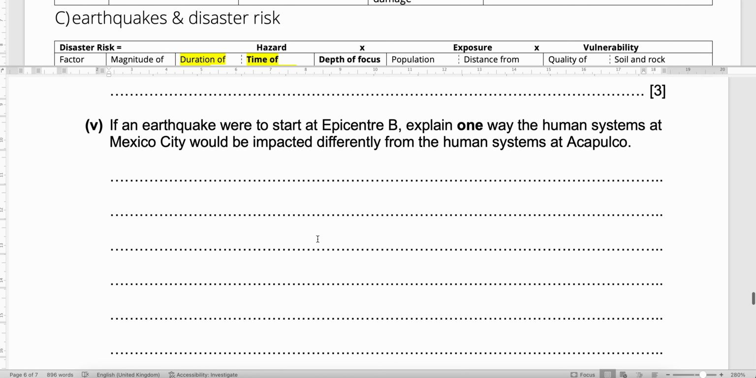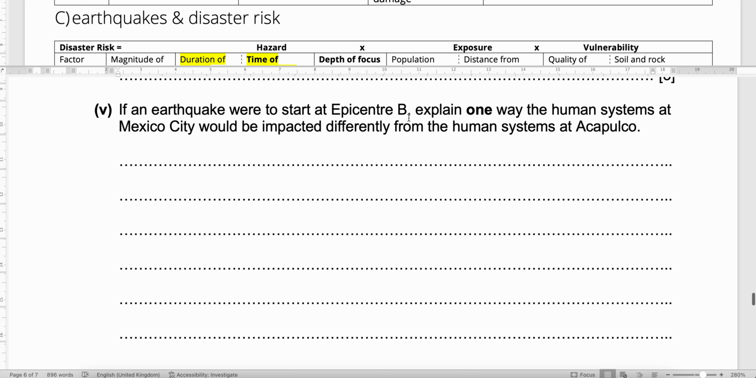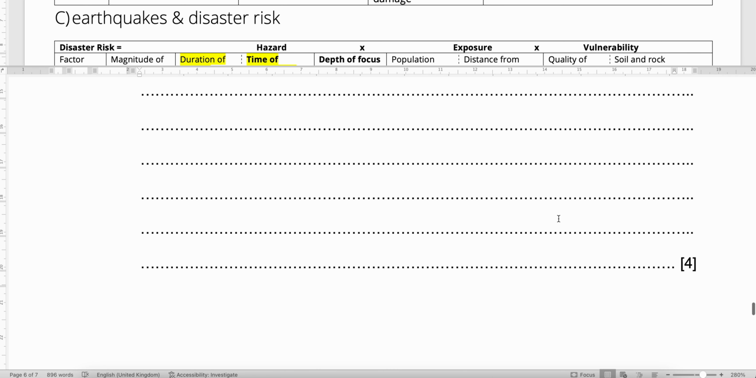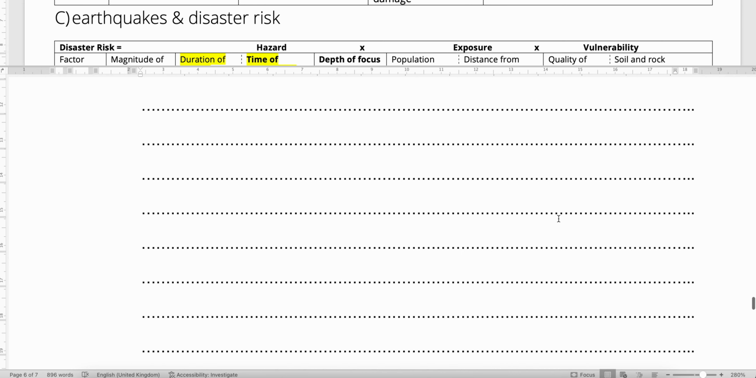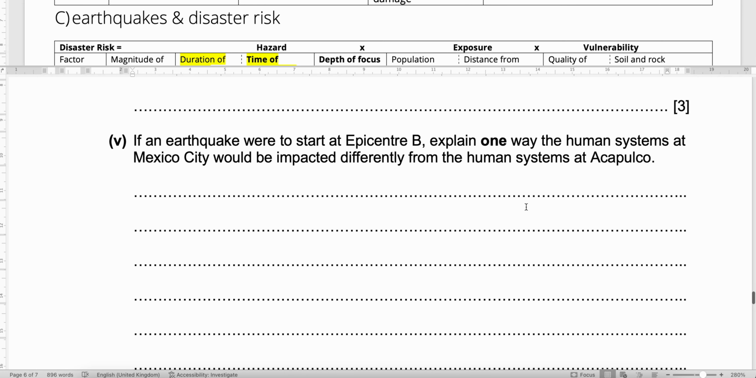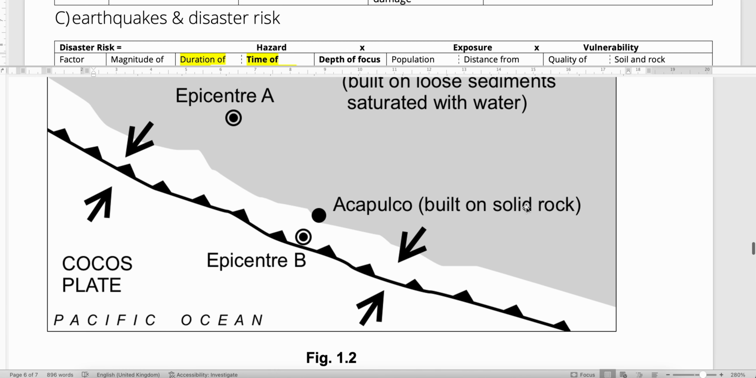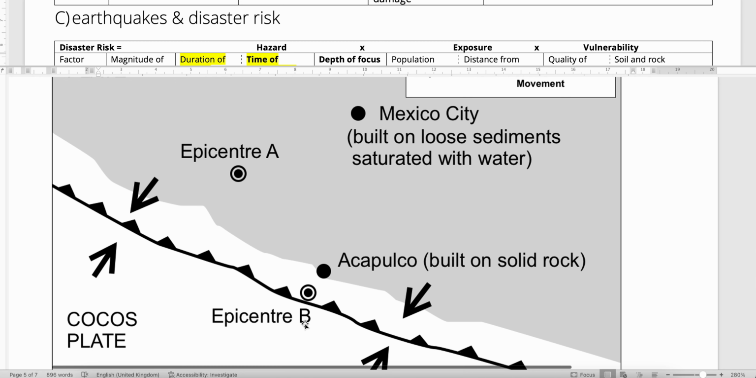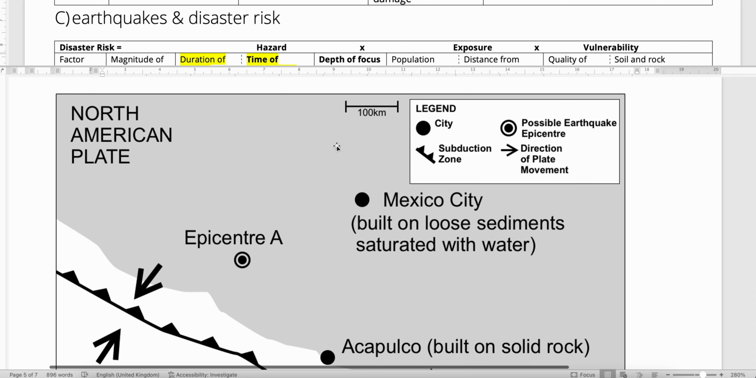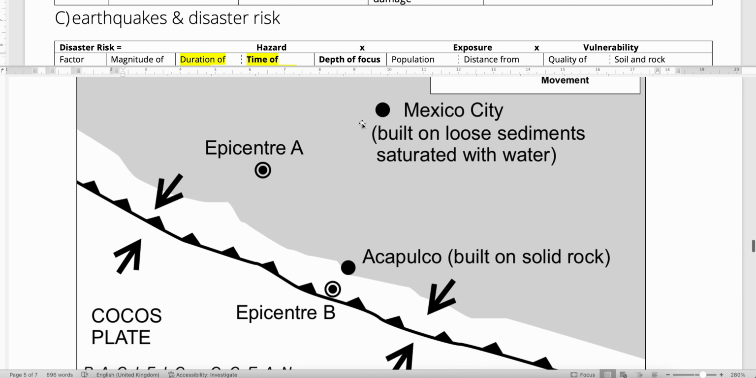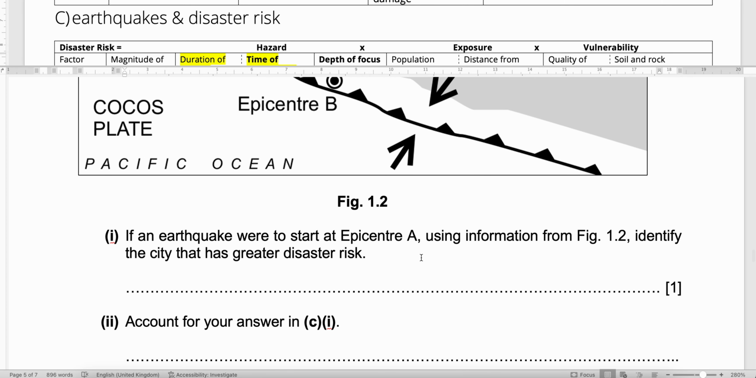Lastly, if it's epicenter B, explain one way the human system at Mexico City will be impacted differently from the human system at Acapulco. This is a rather difficult question. For 4 marks, you're supposed to give one way. If it's epicenter B, the question already established that there's a tsunami. You can use the scale to determine if the tsunami will reach Mexico City. So you can think about what hazards will reach Acapulco, what hazards will reach Mexico City, and then link it to the effects on the human system.